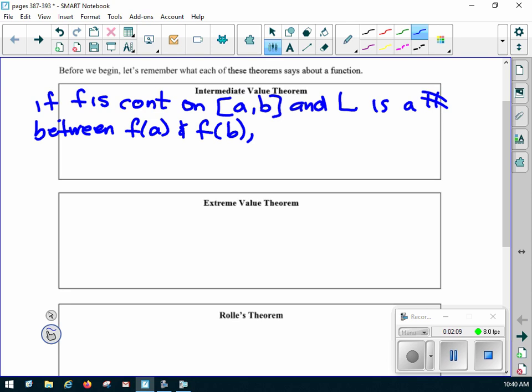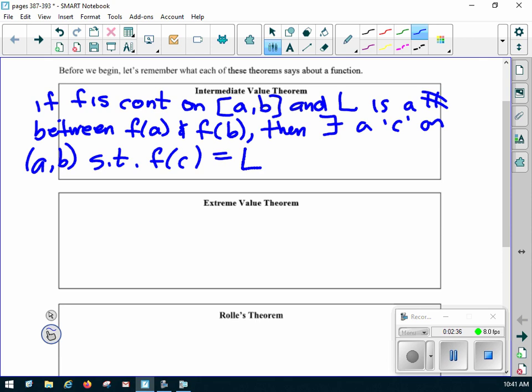Height is a continuous function. So my height is continuous from when I was in the 7th grade to when I was in the 12th grade. 5 foot 8 is a number between how tall I was in the 7th grade and how tall I was in the 12th grade. Then there exists a C on the open interval A to B such that f of C equals L.